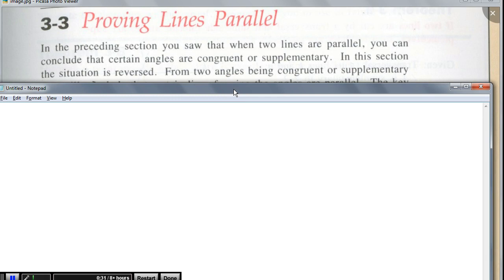Okay, go ahead. In the preceding section, you saw that when two lines are parallel, you could conclude that certain angles are congruent or supplementary. In this section, the situation is reversed. Okay, so in this section, the situation is going to be reversed. Anybody want to guess what that means? Yes, sir. If the angles are congruent or supplementary, then the lines are parallel. Some angles are congruent. Which ones? Certain. Okay. All right.